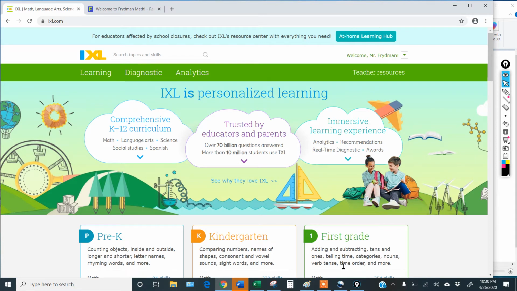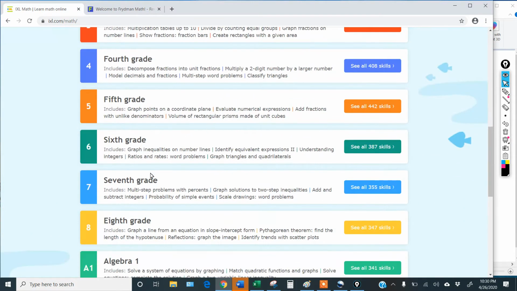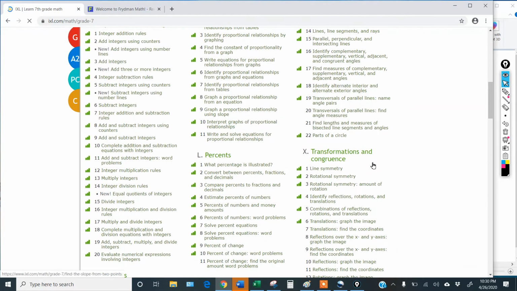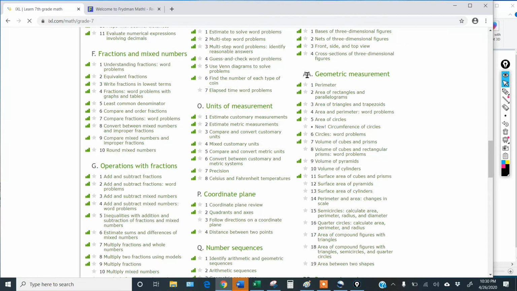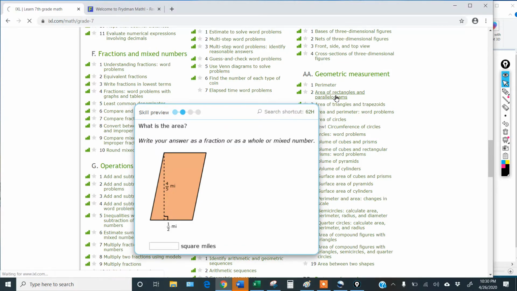Let's do IXL 7th grade AA.2. Go to Learning, go to 7th grade, go down to AA.2, Area of Rectangles and Parallelograms.